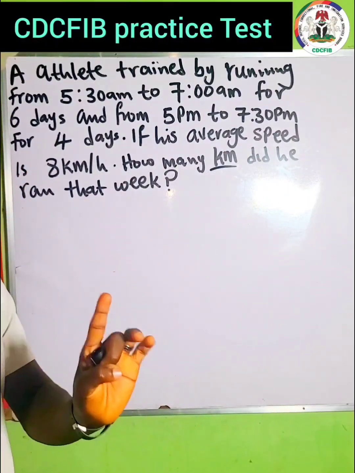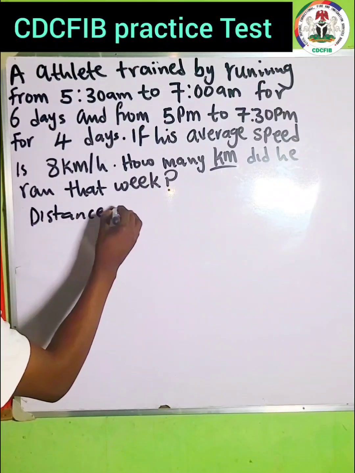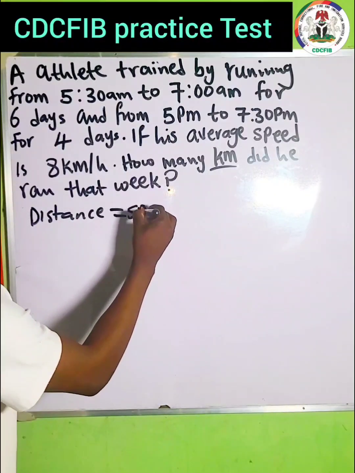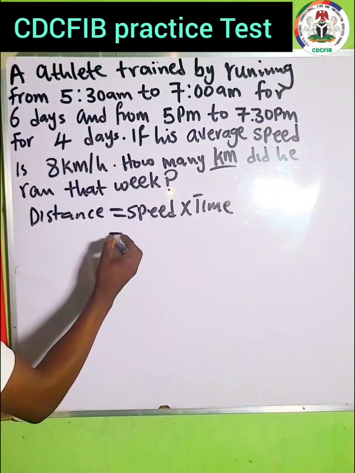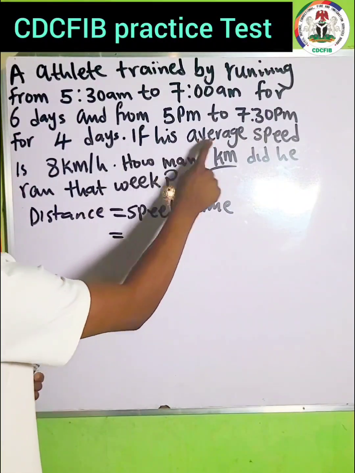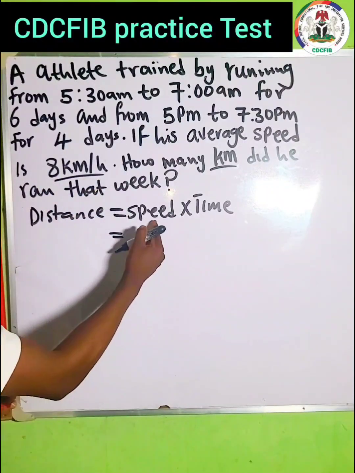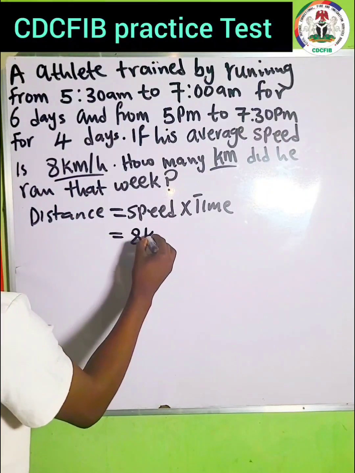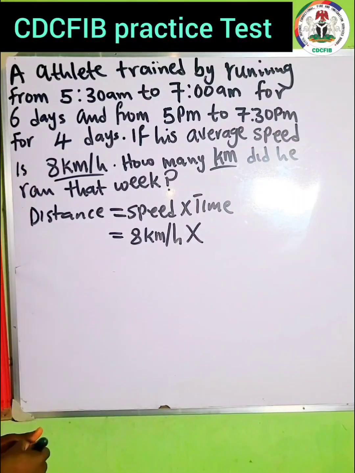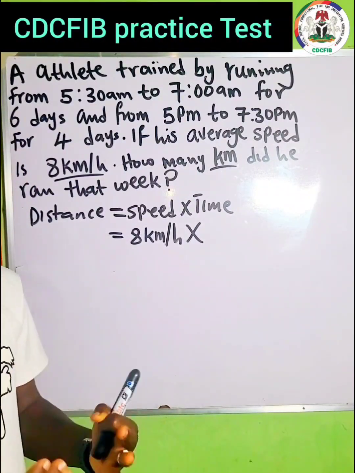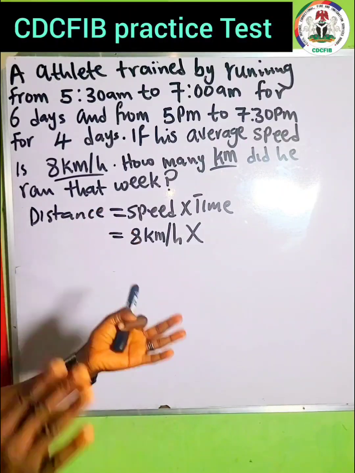To find the distance, the first thing we need to do is to recall the formula used to calculate distance, which is going to be equal to speed multiplied by time. If you look at the question, it's clearly given that his average speed is 8 kilometers per hour, so this is the speed. So in place of speed here, we're going to substitute 8 kilometers per hour, then multiply by time. But time is going to be given in hours.